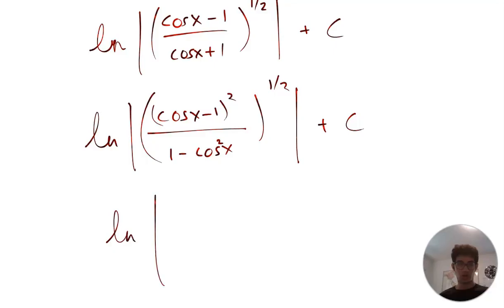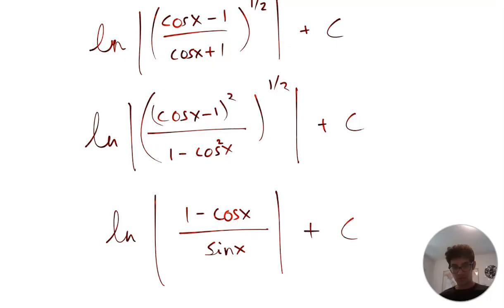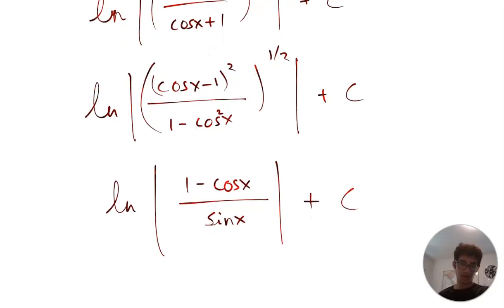So now it's natural log of 1 minus cosine x over sine x, absolute value. Just to be very clear, the reason we have this as 1 minus cosine x, first of all, everything has to be in absolute values. So I could write 1 minus cosine x or its negative. It doesn't really matter because the absolute values will take care of the sign for us. But the reason I write 1 minus cosine x is because this is always greater than or equal to 0. This will never be negative because cosine x will never exceed 1.